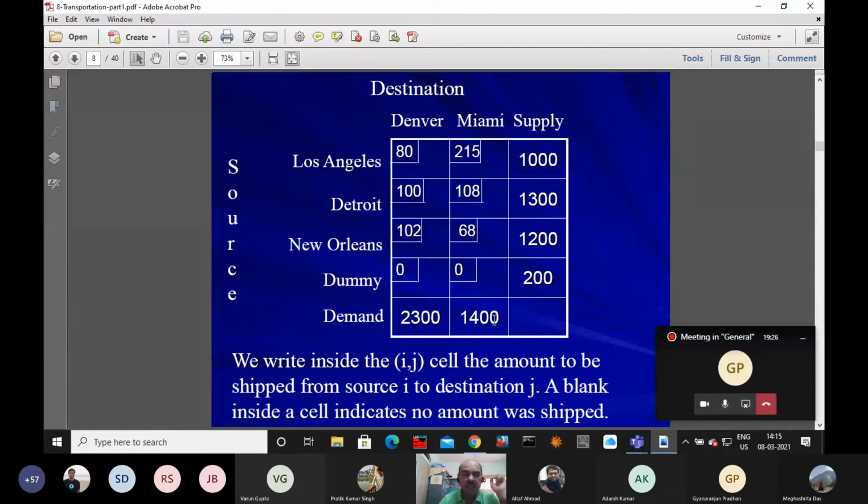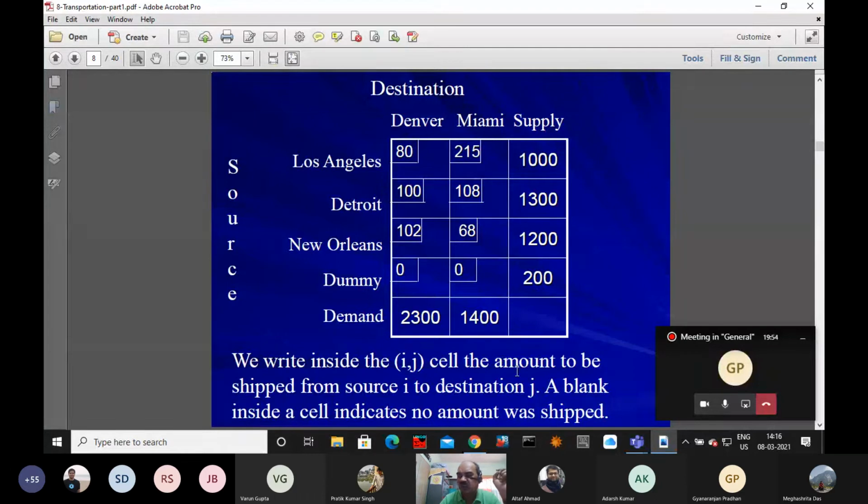And what is the supply? At Los Angeles, supply is 1000 units. At Detroit, 1300 units. And New Orleans, 1200 units. So altogether 1000, 1300, 1200, that is 3500. There is a shortage of 200. So we add a dummy source where the supply is 200 and now the problem is balanced.